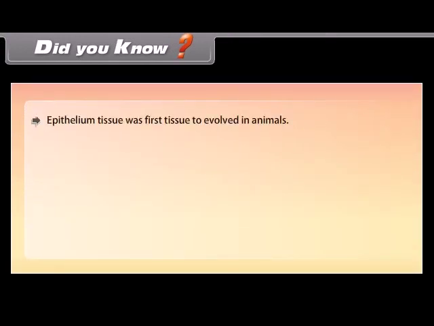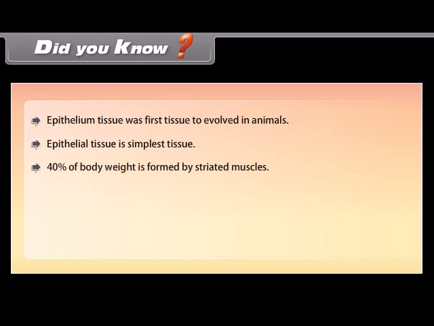Did you know? Epithelial tissue was the first tissue to evolve in animals. Epithelial tissue is the simplest tissue. 40% of body weight is formed by striated muscles.